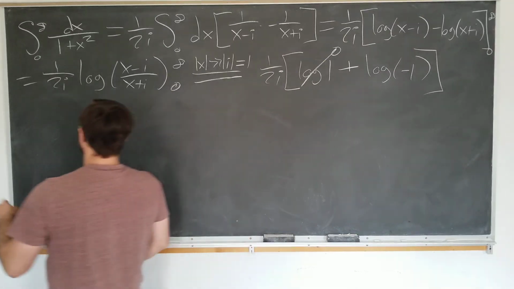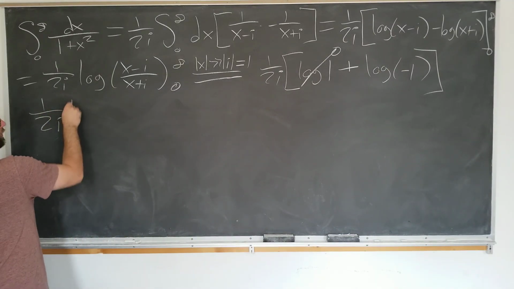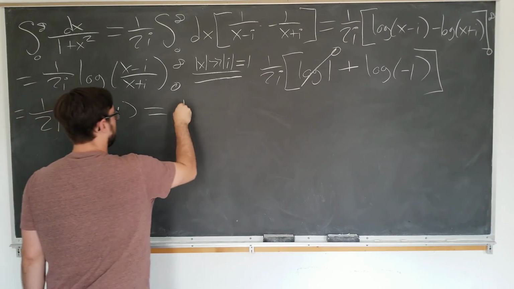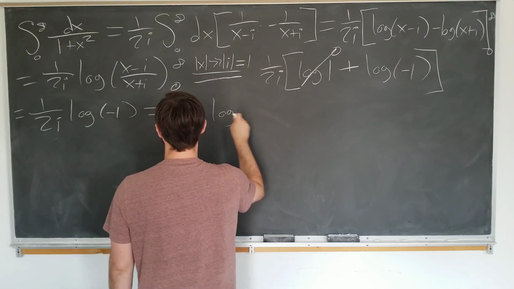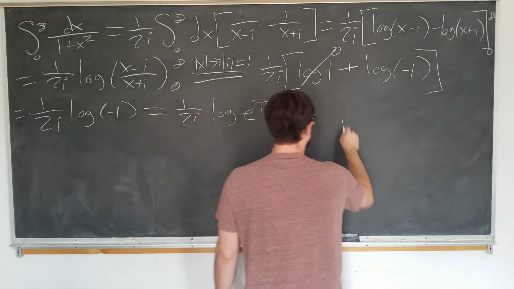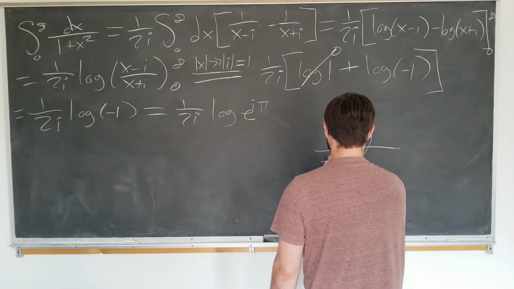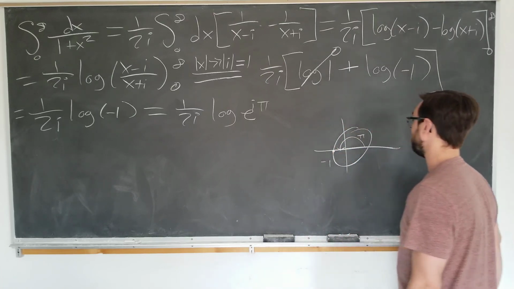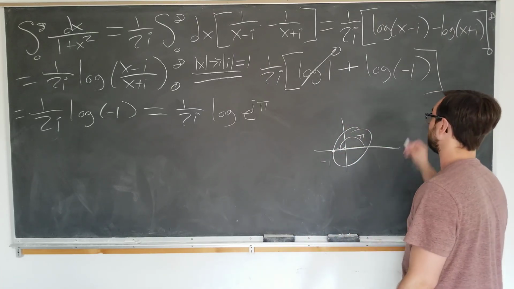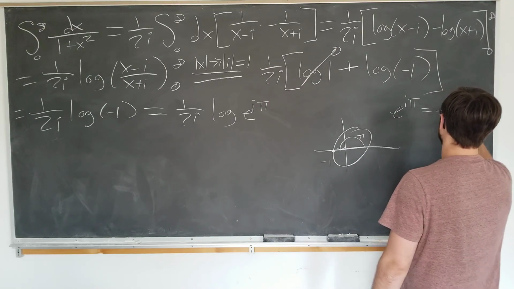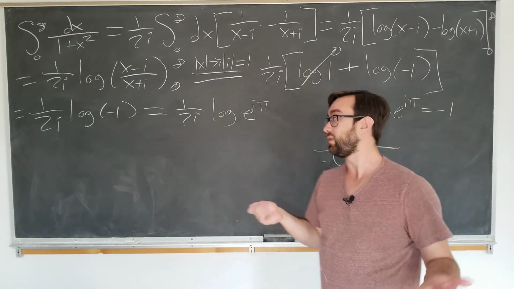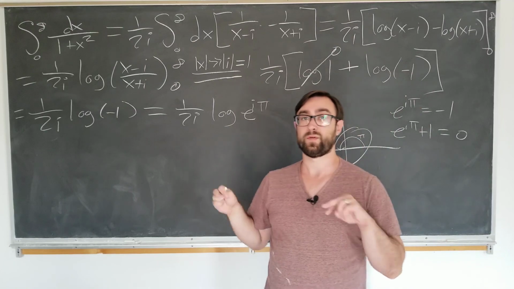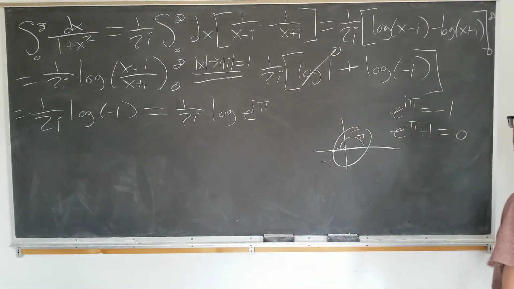All right, so we now have 1 over 2i log of -1, which we're going to write as 1 over 2i log of e to the i pi. Since, of course, e to the i pi is -1, we go around pi radians to get to the -1 value. So e to the i pi is -1. Note, I don't have to add 1 to both sides to get the more beautiful version of Euler's identity, e to the i pi plus 1 is equal to 0.